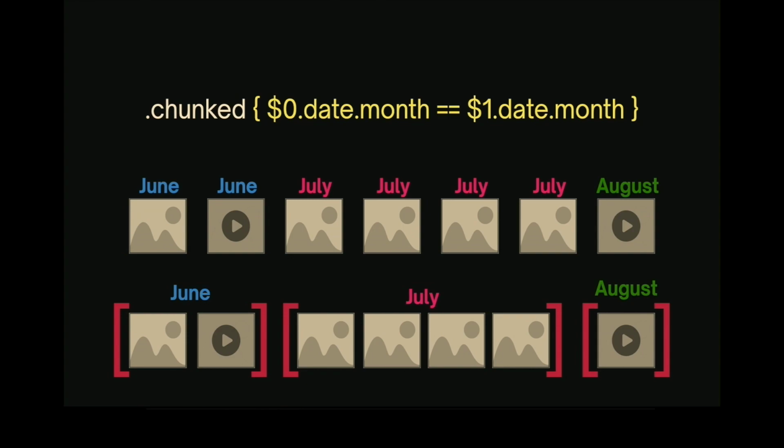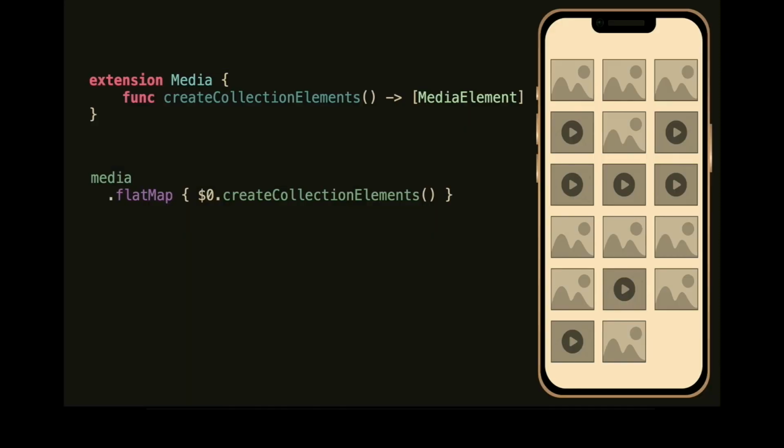All right, so now we're going to implement it in our app. So if you remember, we used a flat map to make an array of media elements.